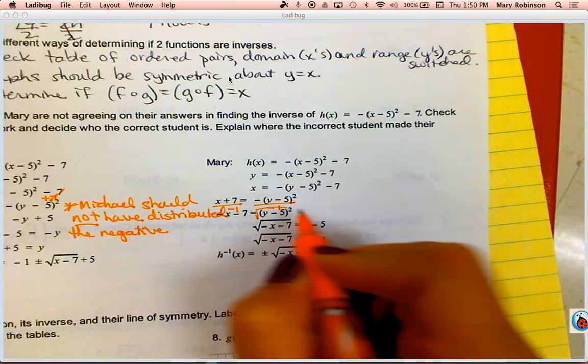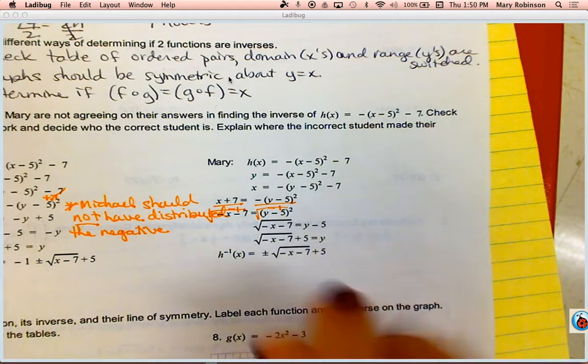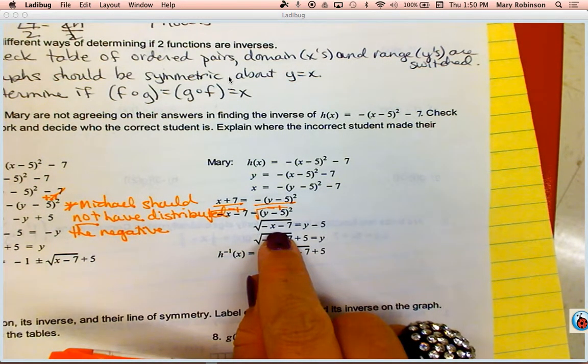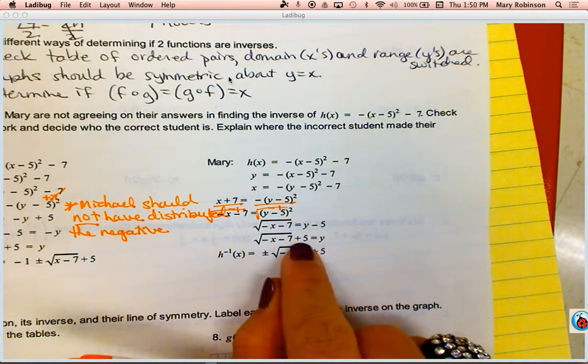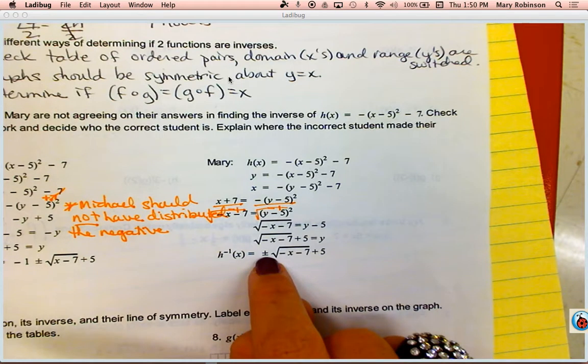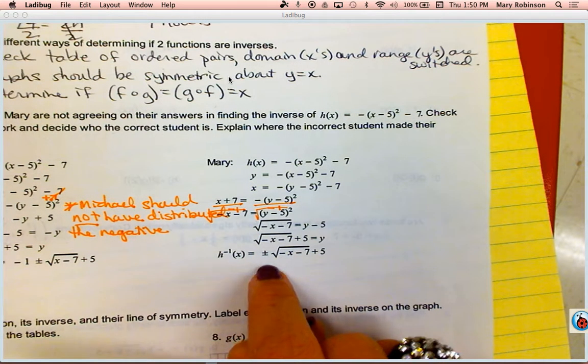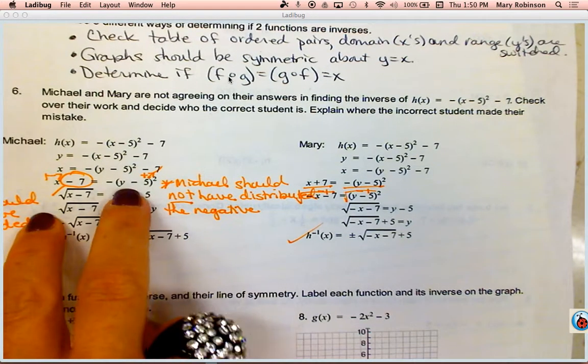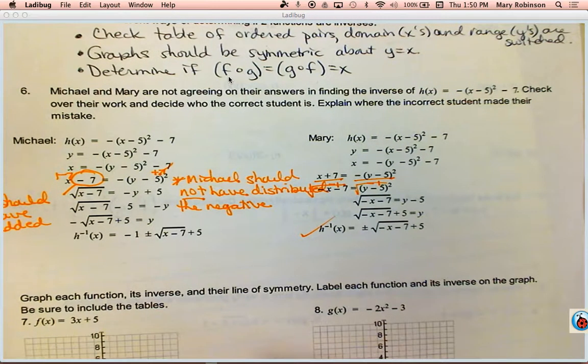Looks like she took the square root of both sides next. So she's got the square root of the quantity negative x minus 7. That looks good. Then she should add 5. She added 5, so that looks good. And she did remember to put her plus or minus when she took the square root. So all in all, that looks really good. So Mary's is correct, and Michael, these are where he made his 2 mistakes.